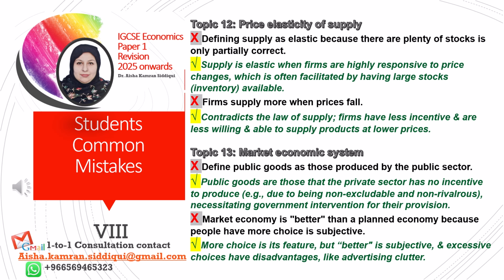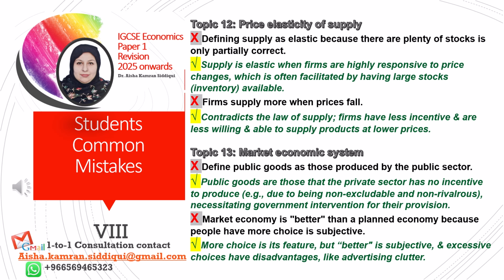In topic number 13, which is market economic system, students tend to define public goods as those produced by the public sector, which is incorrect. The correct definition is that public goods are those that the private sector has no incentive to produce. That is due to being non-excludable and non-rivalrous in nature, necessitating government intervention for their provision.